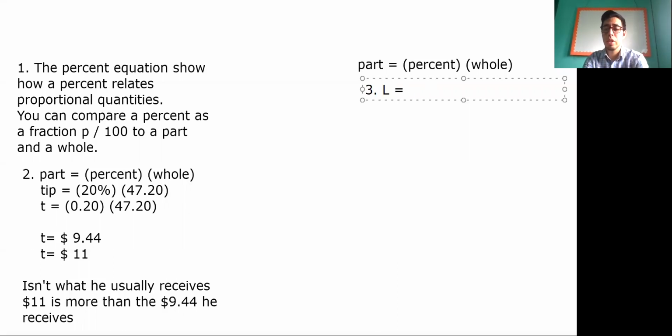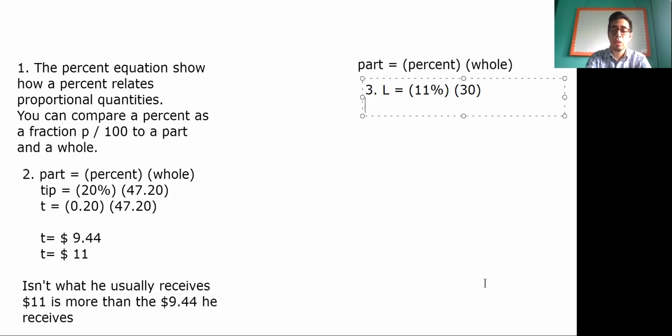This is equal to the percent. You already know the percent; they give you 11%. I'm going to multiply this by the whole. The whole number of students is 30 students. But remember, we cannot multiply if I have the percent. So I need to divide by 100. So I eliminate the percent and I obtain a decimal. So L is going to be equal to 0.11 multiplied by the 30 students.